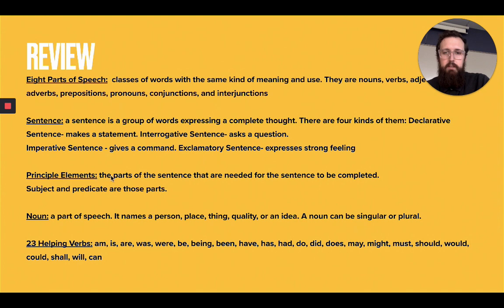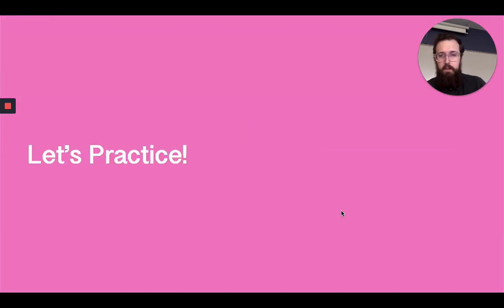Principal elements are the parts of speech that are needed for a sentence to be complete. The subject and predicate are those parts. That's what we just learned. A noun is a part of speech that names a person, place, thing, quality, or an idea. A noun can be singular or plural. That means there can be one or more than one. And then the 23 helping verbs, which I want you to try to memorize. Okay, let's practice a little bit.